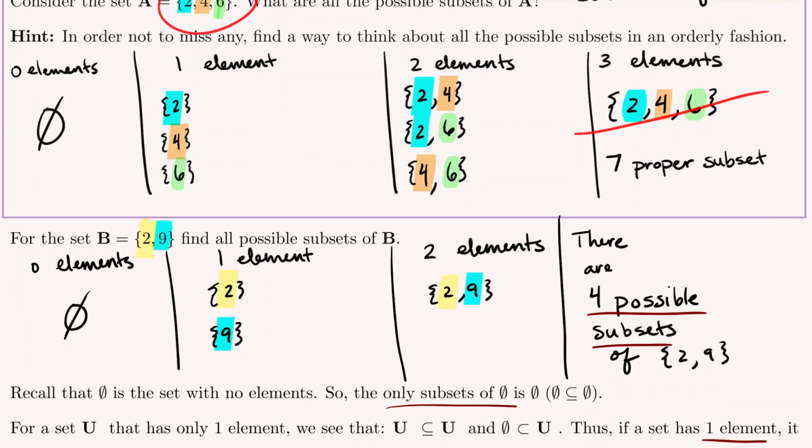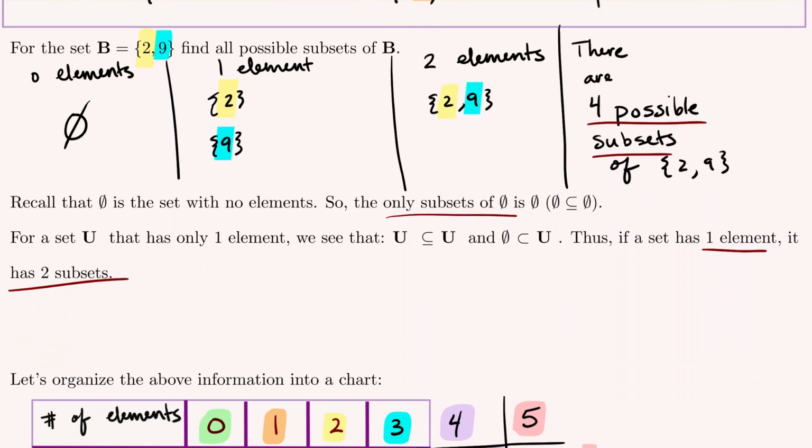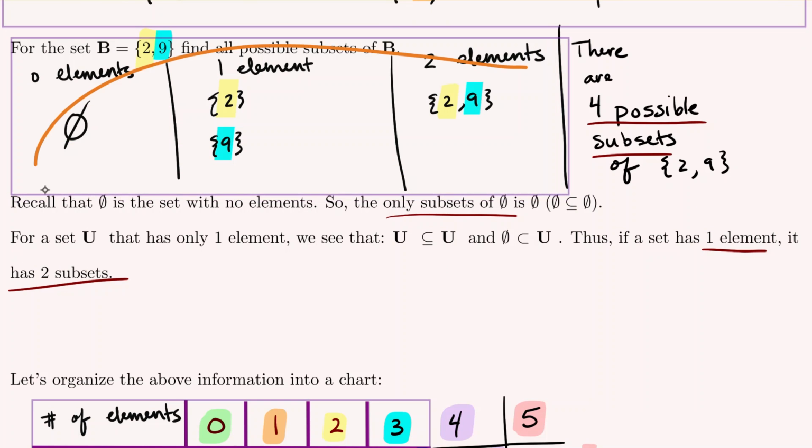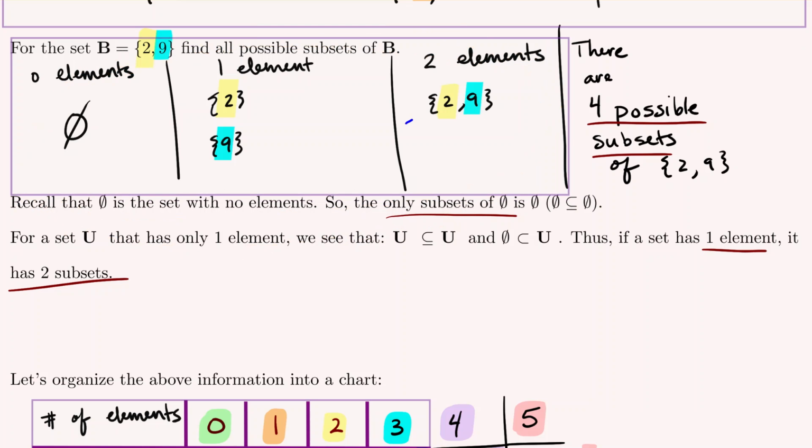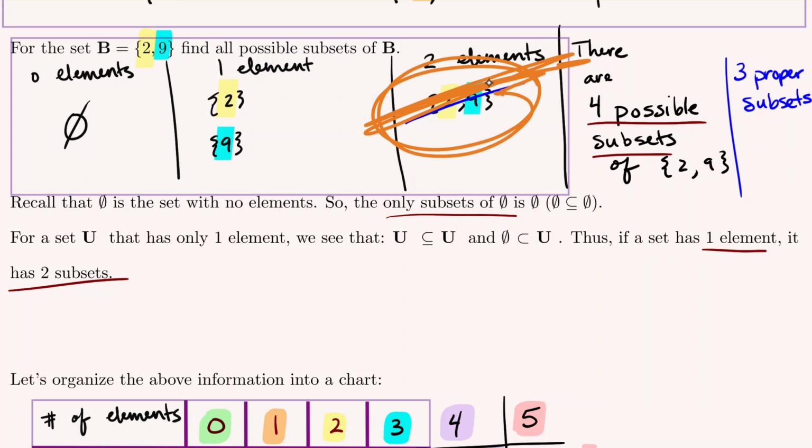Let's see if that pattern holds for the 2-element set. When we were looking at the set 2, 9, the 2-element set, which one of these 4 subsets is not proper? The largest one. It's not proper because it's equal to the original. So there's 3 proper subsets. And this pattern is always going to hold: if you have all the subsets listed out, then the largest subset is not a proper one because it's the set itself. You're always going to subtract 1 from the number of total subsets.